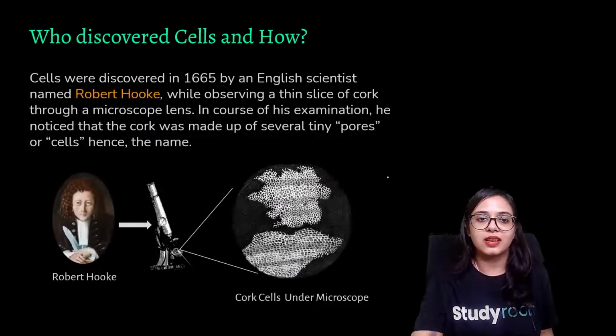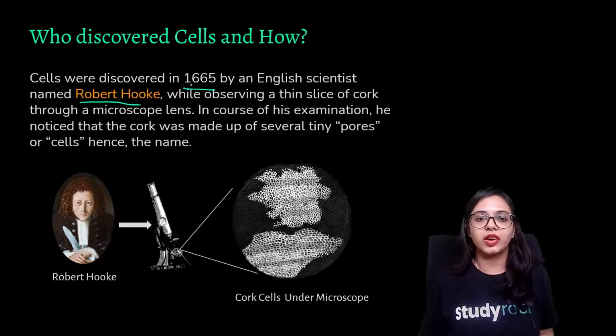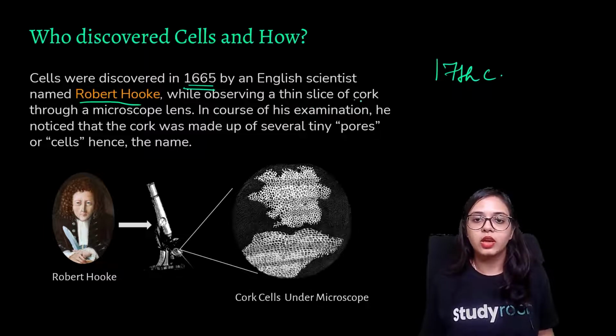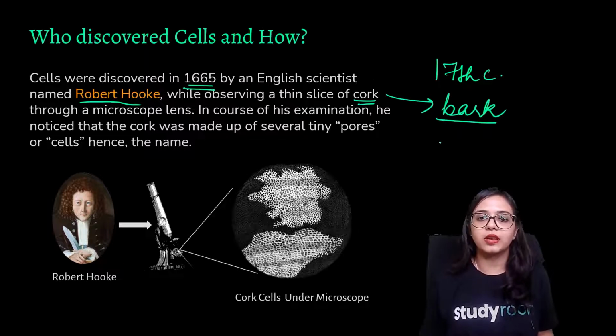Who discovered cells and how? There is a famous English scientist hailing from England, Robert Hooke. He was the one to discover the cell in the year 1665, that is in the 17th century. He did so while observing a thin slice of cork through a microscope lens. Cork is basically the outer covering, which you may also call bark, of a tree.